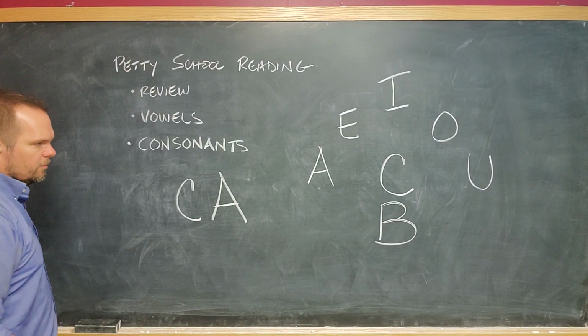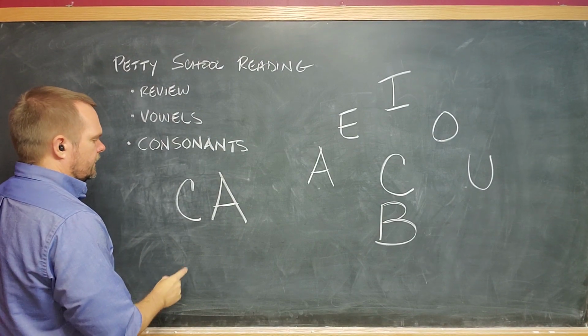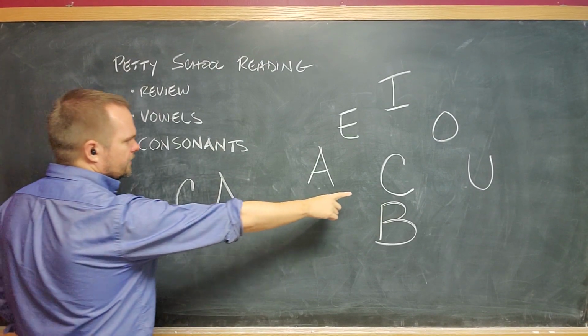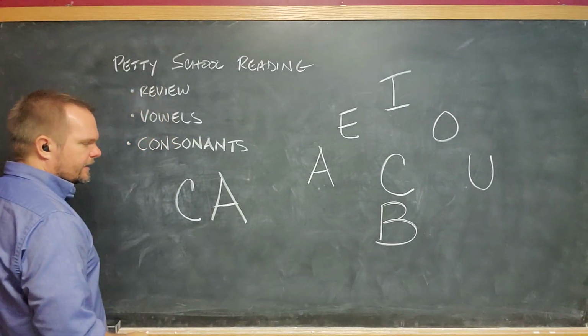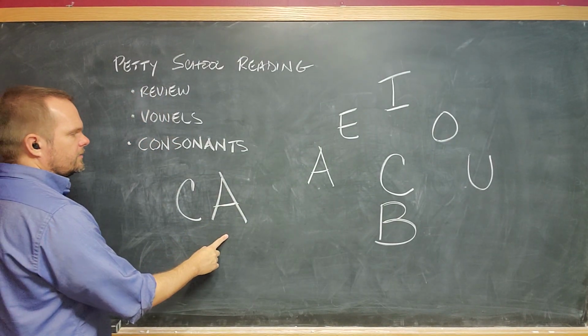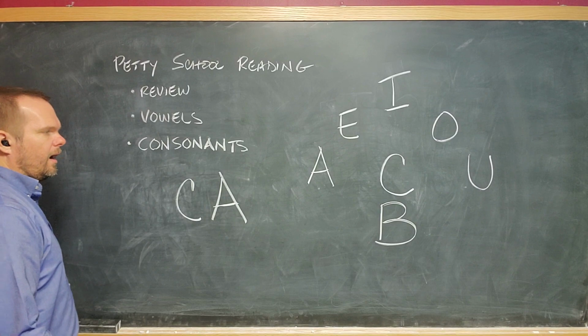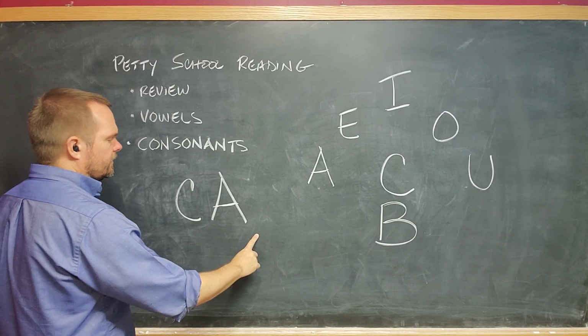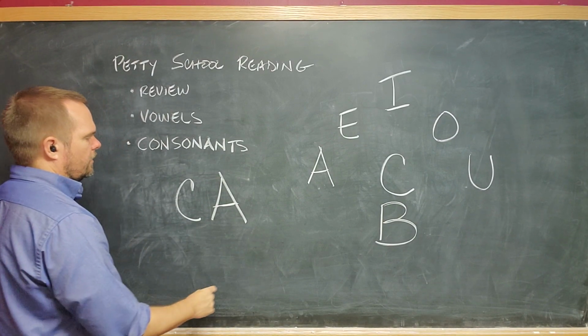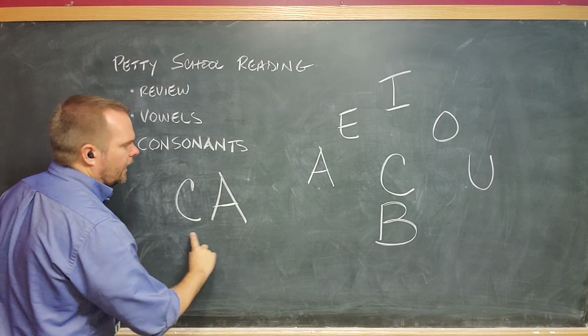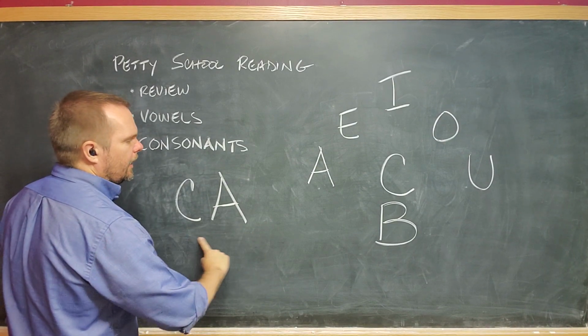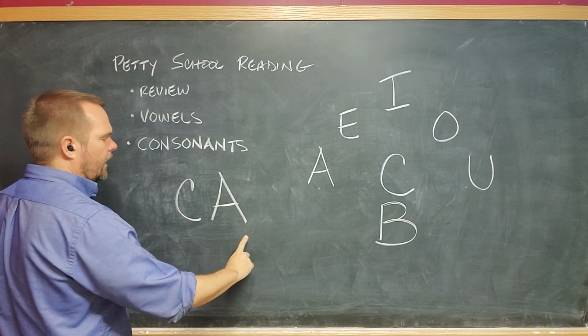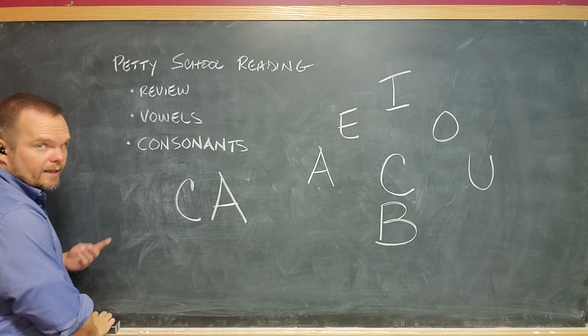How do you read this syllable? It starts with the consonant sound k and ends with the vowel sound ah. How do we read this syllable? We read ka, ka, ka. Did you get that one right?